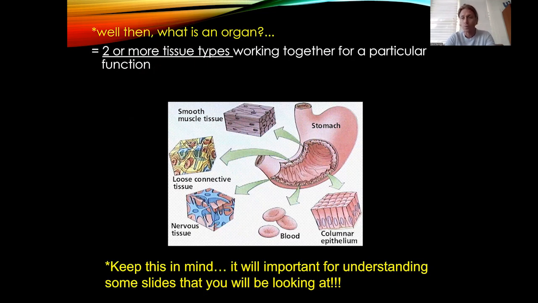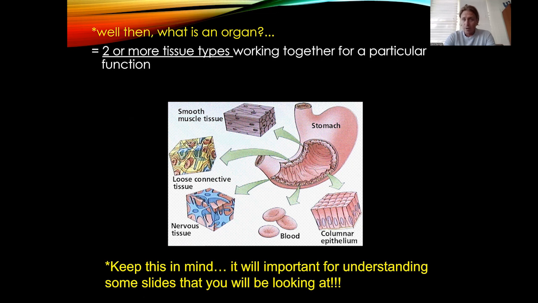All right, and for your organ definition, it is two or more tissues working together to achieve a certain function for your body. Most of the organs in our body are hollow tubes. You can think of us as a bunch of hollow tubes. Just as an example, here's a stomach. If you cut open a stomach, you'll see it's hollow on the inside, and then you have layers of tissue going towards more superficially.